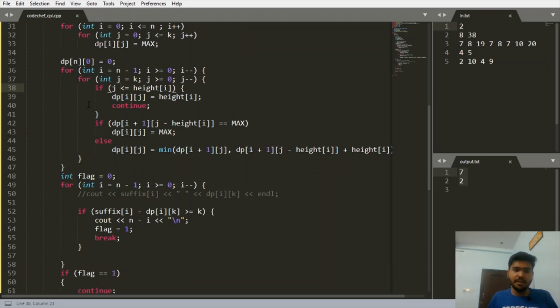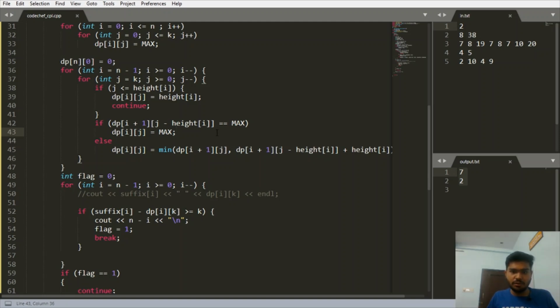And there are two possibilities, either we'll take that box or not. So if we are taking that box and the i plus 1th state is equal to max, that means it is beyond the certain boundary, right? So we'll initialize dp of i comma j as max as well, because there is nothing to compare from that particular boundary.